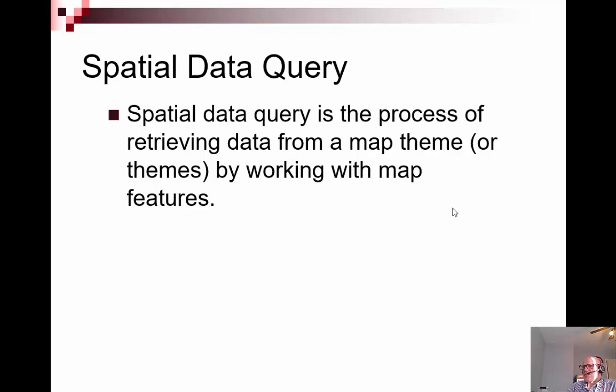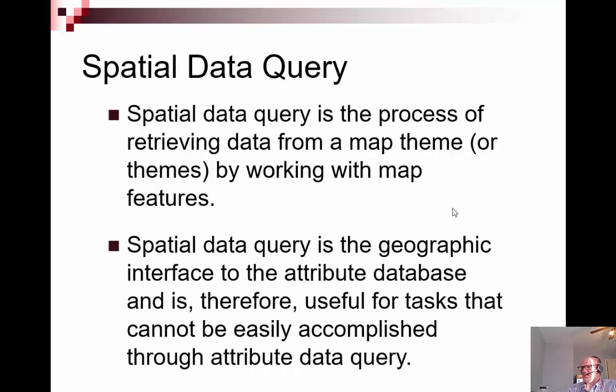We can also do spatial data queries. So spatial data query is the process of retrieving data from a map theme by working with map features. So they've got real-world locations attached to them. And these are things that you cannot do through attribute query. If you were to look at the crimes, it's got the real-world locations, it's got them on a map, but it doesn't say distance from a school or distance from a highway. And so we look at this relationship between two different feature classes.